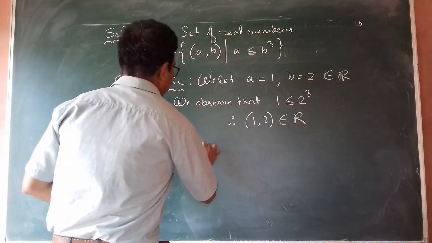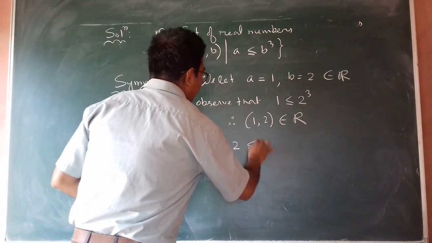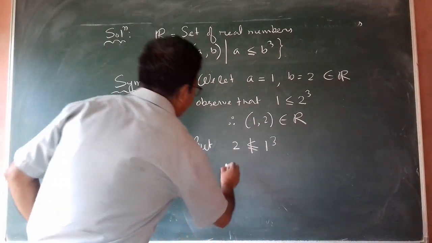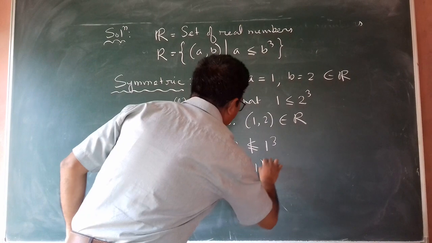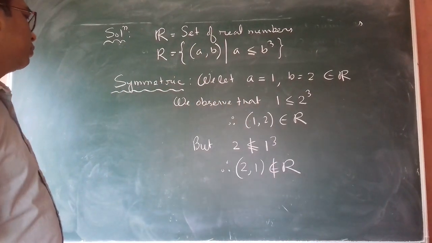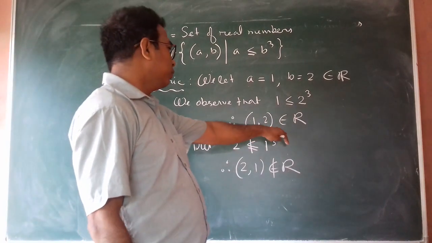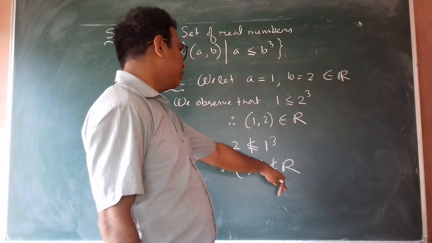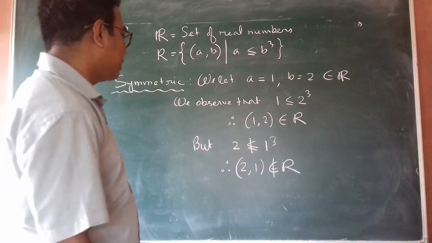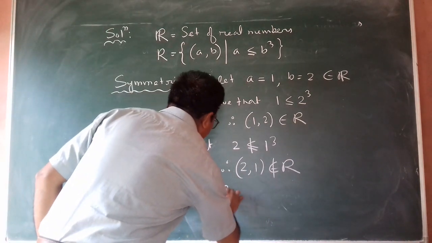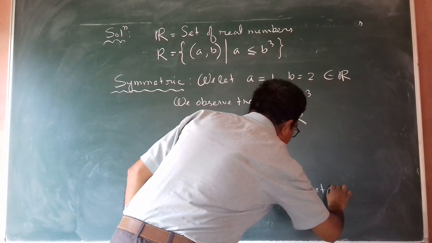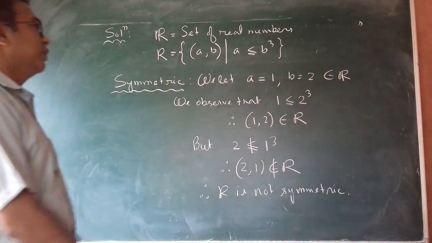But 2 is not less than or equal to 1³. 2 cannot be less than or equal to 1. So therefore (2, 1) does not belong to R. We see that (1, 2) belongs to R, but (2, 1) does not belong to R. So the condition for symmetric is not satisfied. Therefore R is not symmetric.